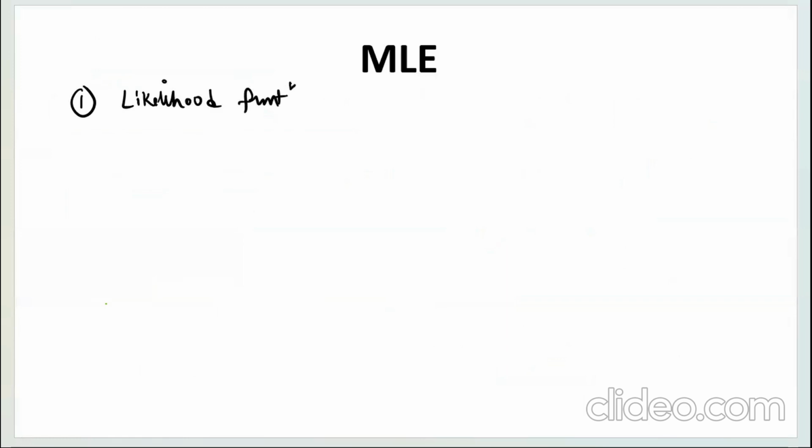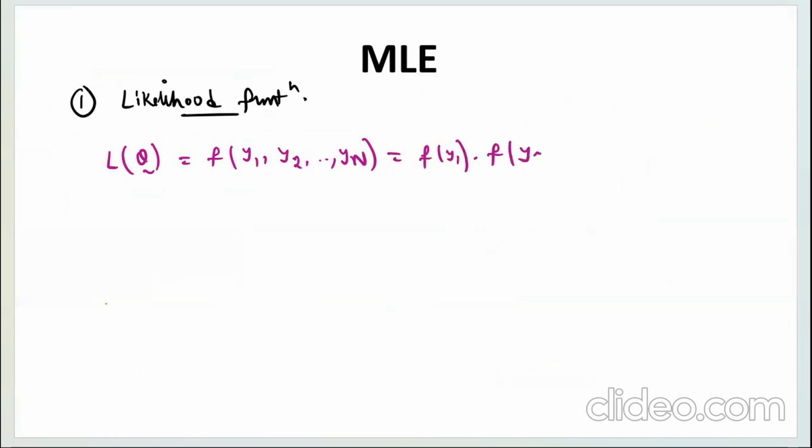We will start with the likelihood function. So what will that be? Let us understand that. L theta curve is simply f of y1, y2, up to yn, which is f of y1, times f of y2 given y1. This is the same as I have told you in the previous video, so I'm not explaining this once again.